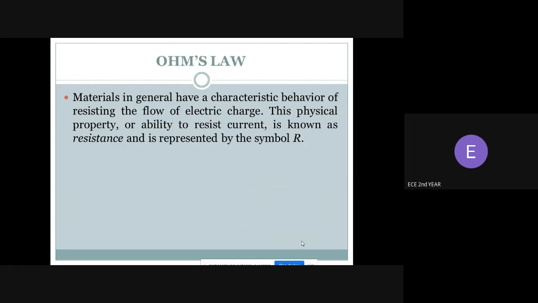So next we are going to see about Ohm's law. The basics of Ohm's law we are also going to discuss. So what is Ohm's law?